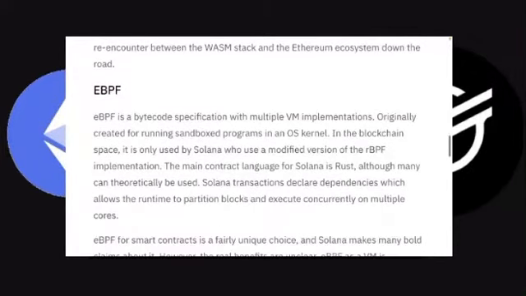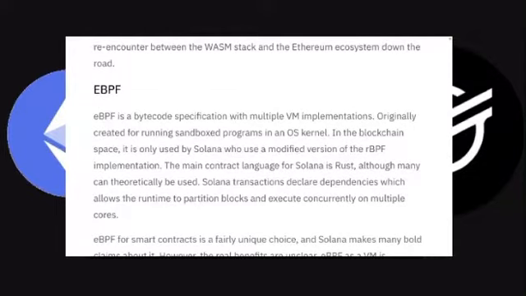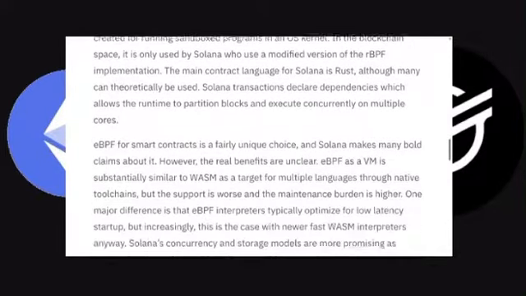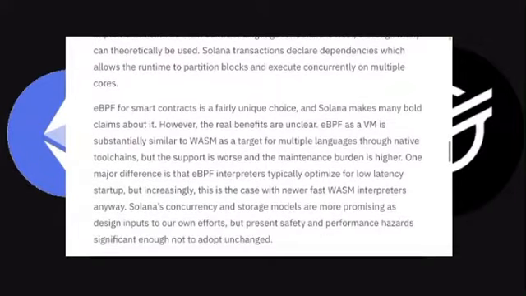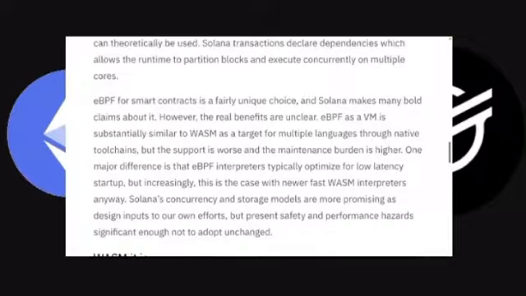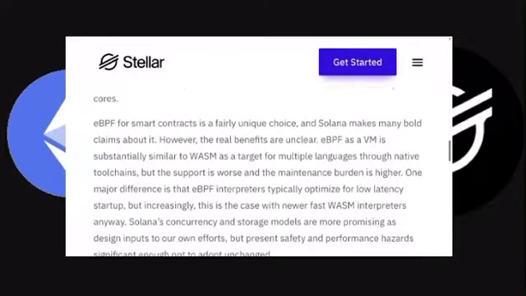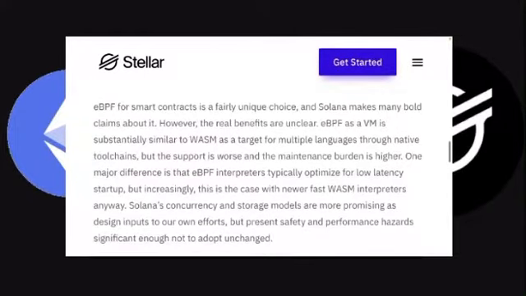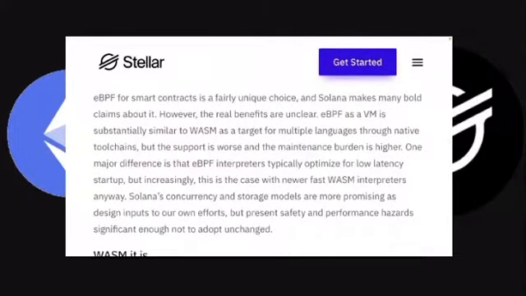So really, we can read on what eBPF is. You should really give it a read. Obviously, this is Solana's use of it. Let's just run through it quickly. eBPF for smart contracts is a fairly unique choice, and Solana makes many bold claims about it. However, the real benefits are unclear.